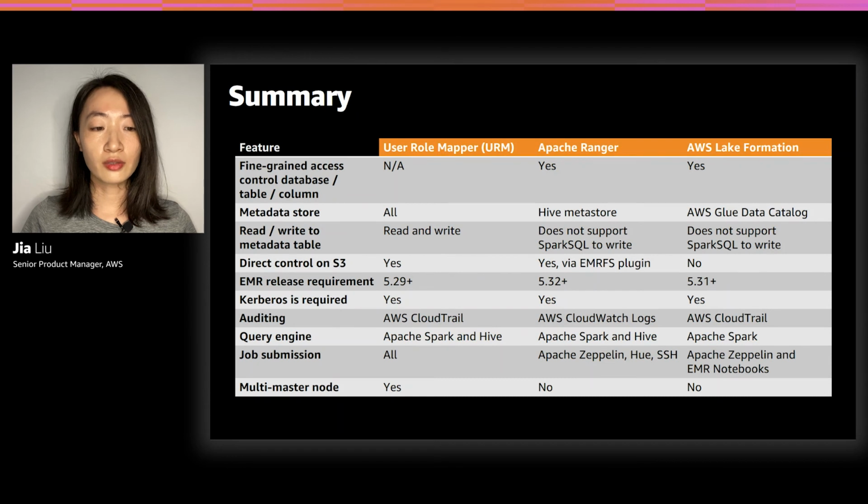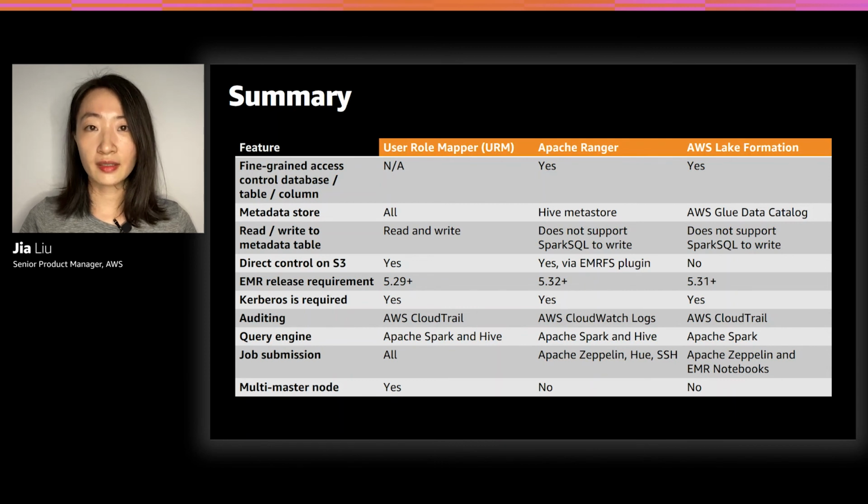If you are looking for fine-grained data access control, we recommend Apache Ranger and Lake Formation. And there are some differences in metadata usage across the three options. For example, URM supports all types of metastore, while Apache Ranger only supports Hive metastore today, and Lake Formation supports Glue Data Catalog only. URM allows both read and write into the metadata table, while Ranger and Lake Formation both do not allow Spark SQL to write today.